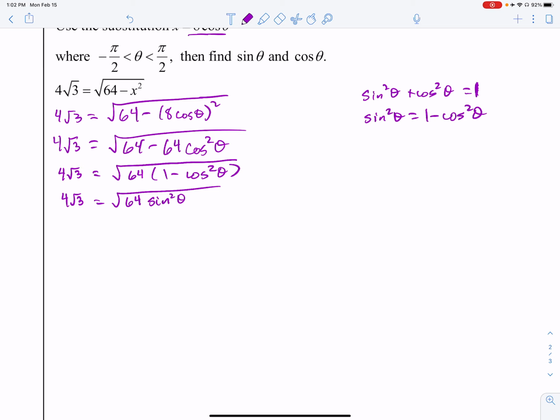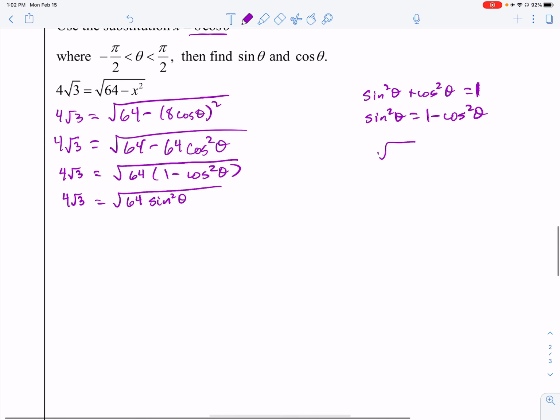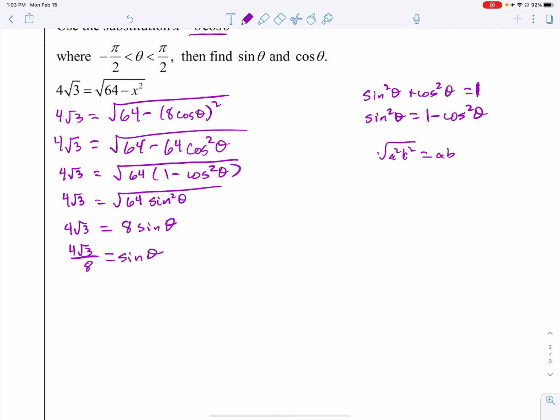And so now the square root, again, if I have the square root of a squared times b squared, those are just going to be ab. And so I have 4 root 3 equals 8 sine theta. Solving for sine, I have 4 root 3 over 8 equals sine theta. If I simplify that, I have root 3 over 2 equals sine theta. And so it said theta could be from negative pi halves to pi halves.